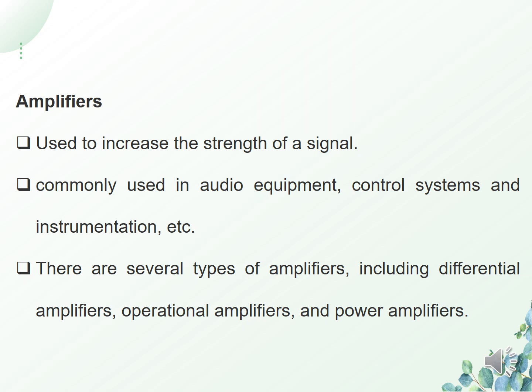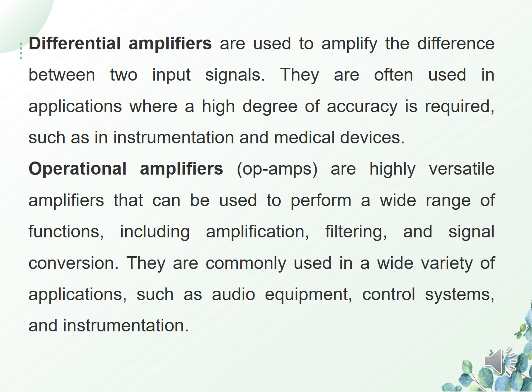There are several types of amplifiers. Some of them are differential amplifiers, operational amplifiers, and power amplifiers. So first let's see about differential amplifier. So as the name indicates, differential amplifiers are used to amplify the difference between two input signals given to it. And they are used in instrumentation amplifiers and in medical devices. And the next is operational amplifiers. These operational amplifiers are highly versatile amplifiers, and they can be used to perform a wide range of functions such as amplification, filtering, signal conversion, etc.